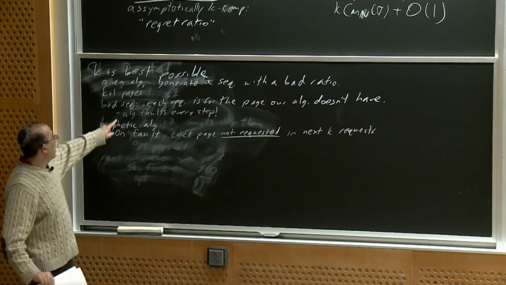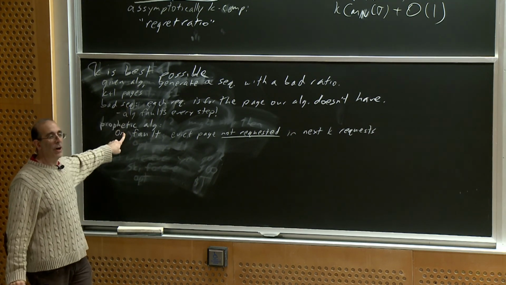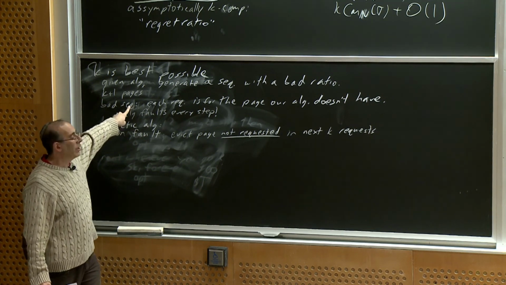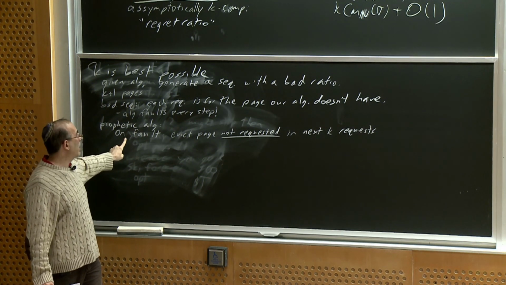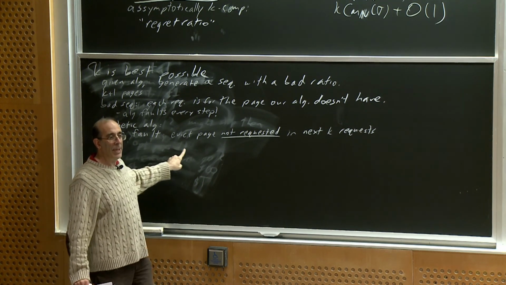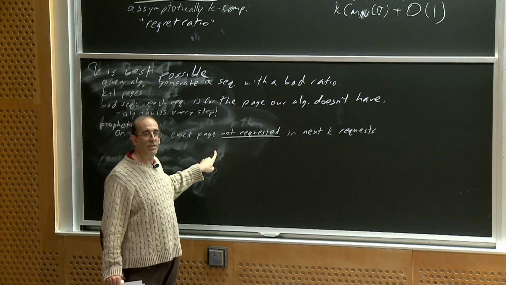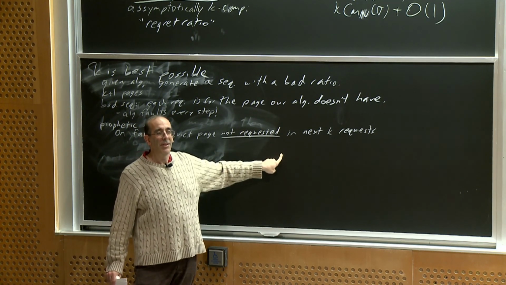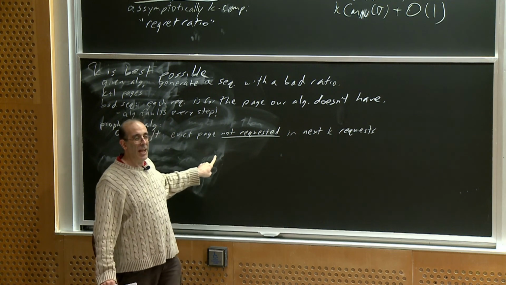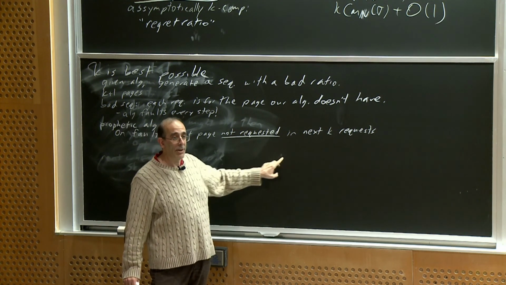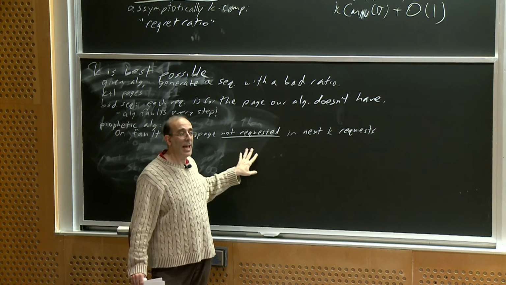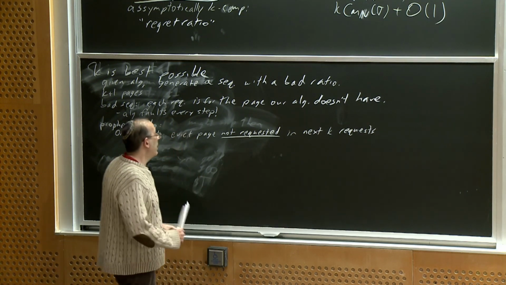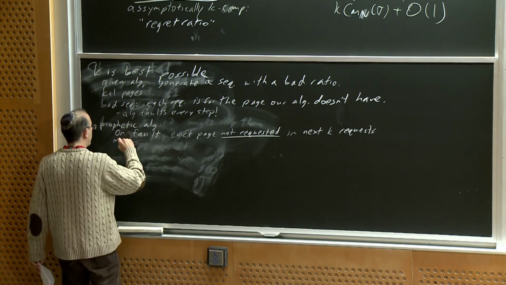I made the bad sequence before I designed the optimum algorithm. So I look at this sequence, and I build my algorithm based on the sequence. When there's a fault, when I don't have the page, I look at the next k plus 1 requests, and I evict the page that is not asked for in the next k steps. And that means that my algorithm only faults every k steps.